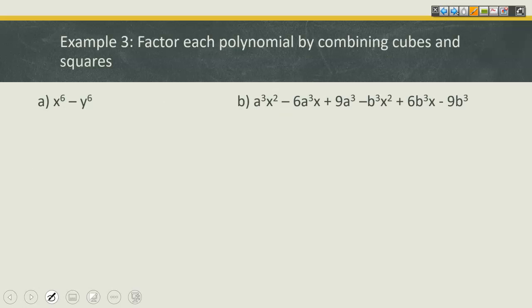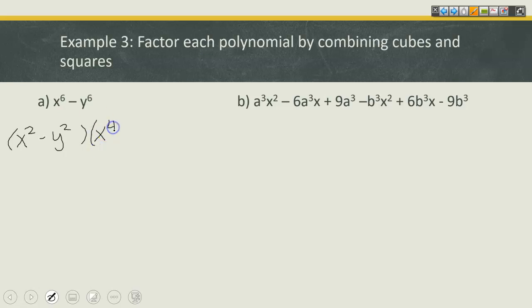X to the 6th minus y to the 6th. So now I have a difference, because they're subtracting, of cubes, because x to the 6th is really x squared times x squared times x squared. So I have 3x squared. So I'm going to apply my difference of cubes formula, where it's x squared minus y squared as my a and my b.